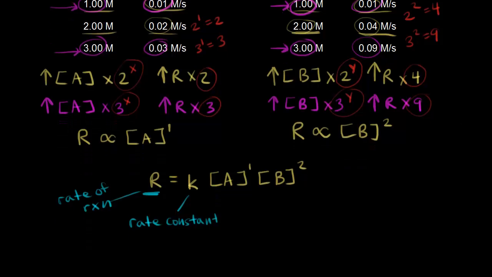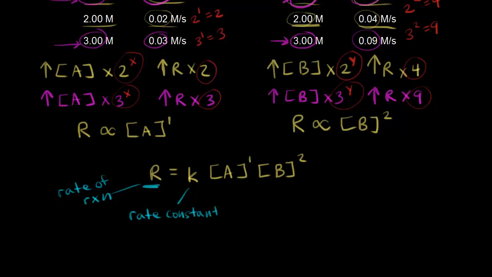There's a difference between the rate of our reaction and the rate constant. If we change the concentration of our reactants, we change the rate of our reaction. But if we change the concentration of our reactants, we don't change the rate constant, right? This is constant. It does depend on the temperature though, so we'll talk about that in later videos.